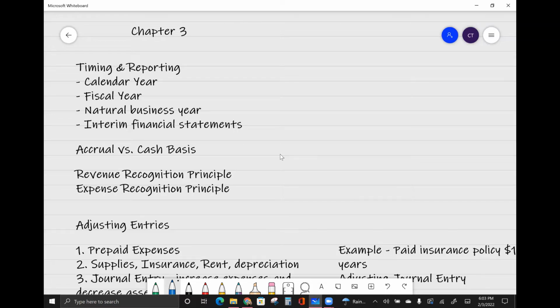It doesn't have to be calendar. It's either the fiscal year, which is 12 months, or the calendar year, which is also 12 months. The fiscal year just doesn't follow January to December. That's all the fiscal year means.